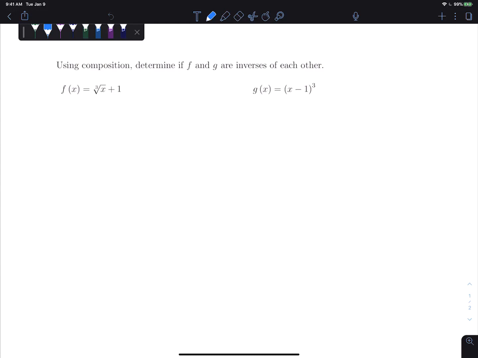Hello. In this video, we're going to use compositions to determine if f and g are inverses of each other. We have f of x is equal to the cube root of x plus 1, and g of x is x minus 1 cubed.